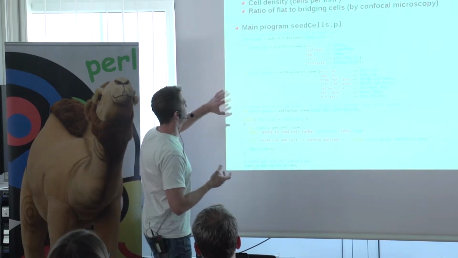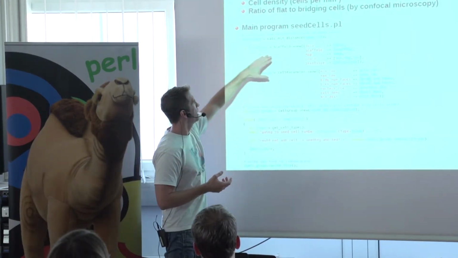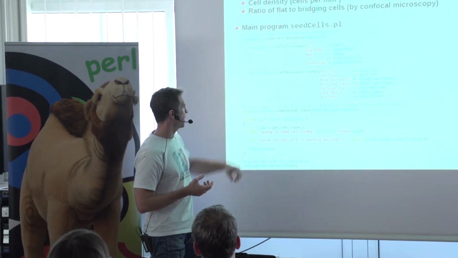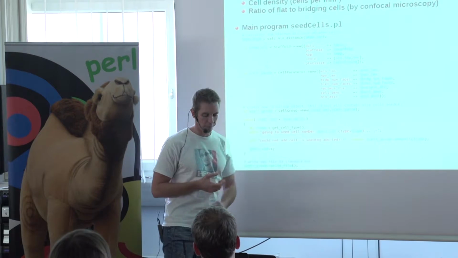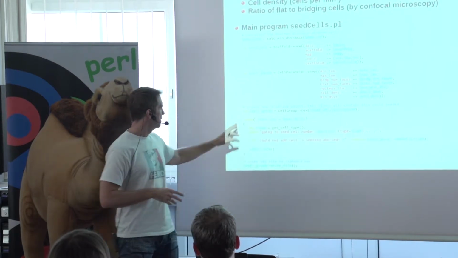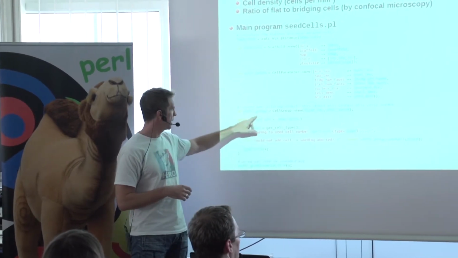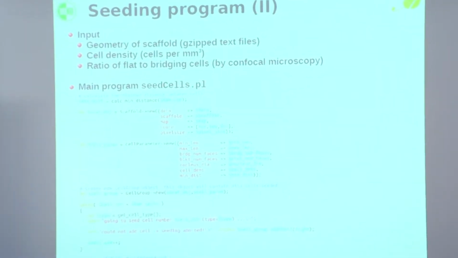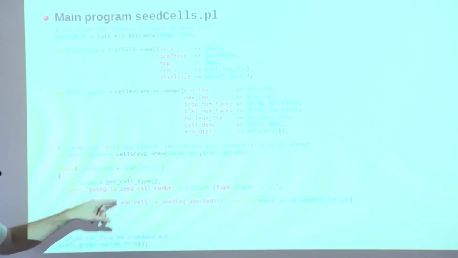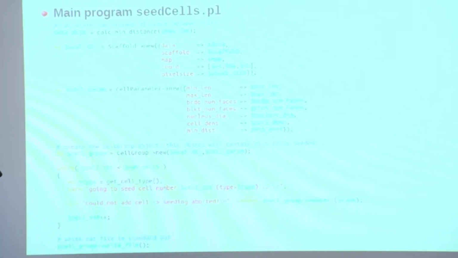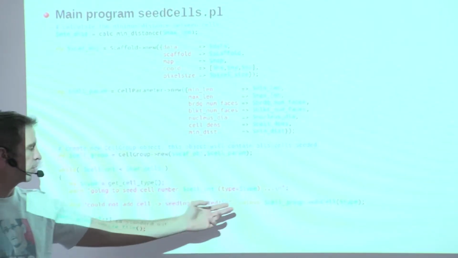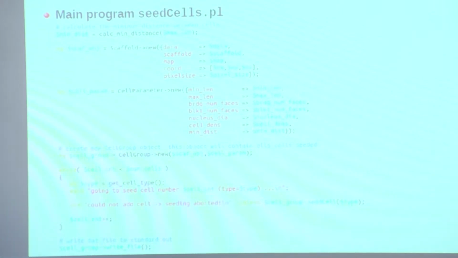So the program then looked pretty much like that. There was this scaffold object I got with some input data, the cell parameters, and I created an object of the class cell group. Then I started a while loop, and I iterated through this loop until the number of cells that was determined up above there was reached. So first I got the cell type, and then I tried to add a cell to the cell group. Whenever this was not possible anymore, because it was already so tightly packed with cells, I stopped the program.